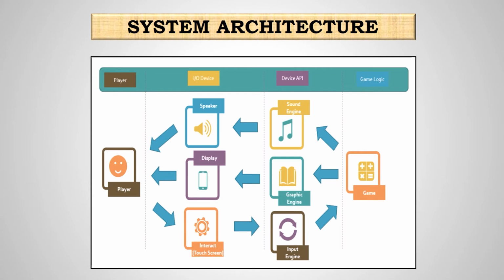This is the system architecture for the project. The architecture is divided into a few phases, which are player phase, input or output I/O device, device application programming interface API, and game logic. A player phase is the user phase, where describing who the user of the project. I/O device is the device object that will be involved in the project. Next is the device API, which is the feature or service that will be involved in the process, while the game logic is the part where all the data or gameplay of the game will be processed.